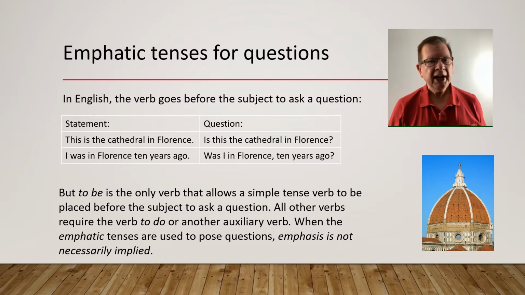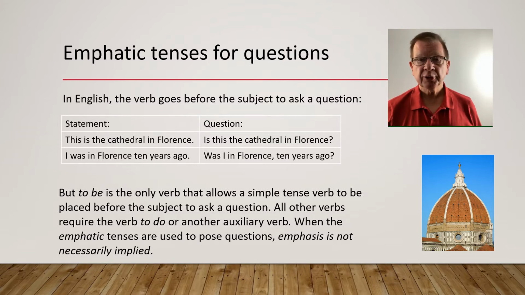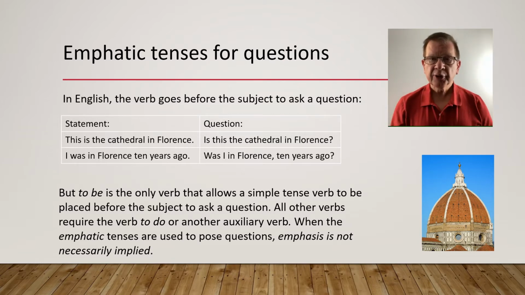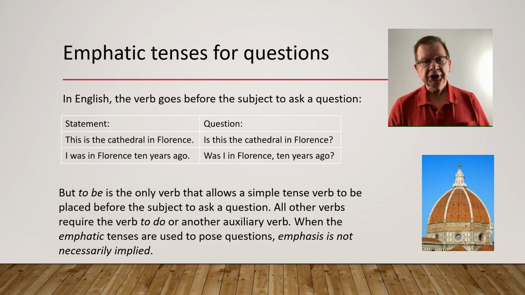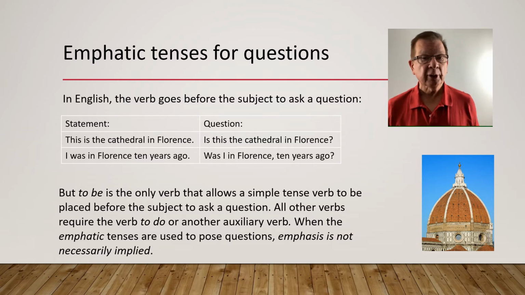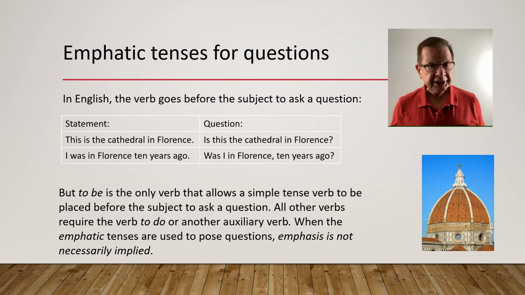Now let's look at how emphatic tenses are used for questions. In English, the verb goes before the subject to ask a question. Statement, this is the cathedral in Florence. Question, is this the cathedral in Florence? Statement, I was in Florence 10 years ago. Question, was I in Florence 10 years ago?